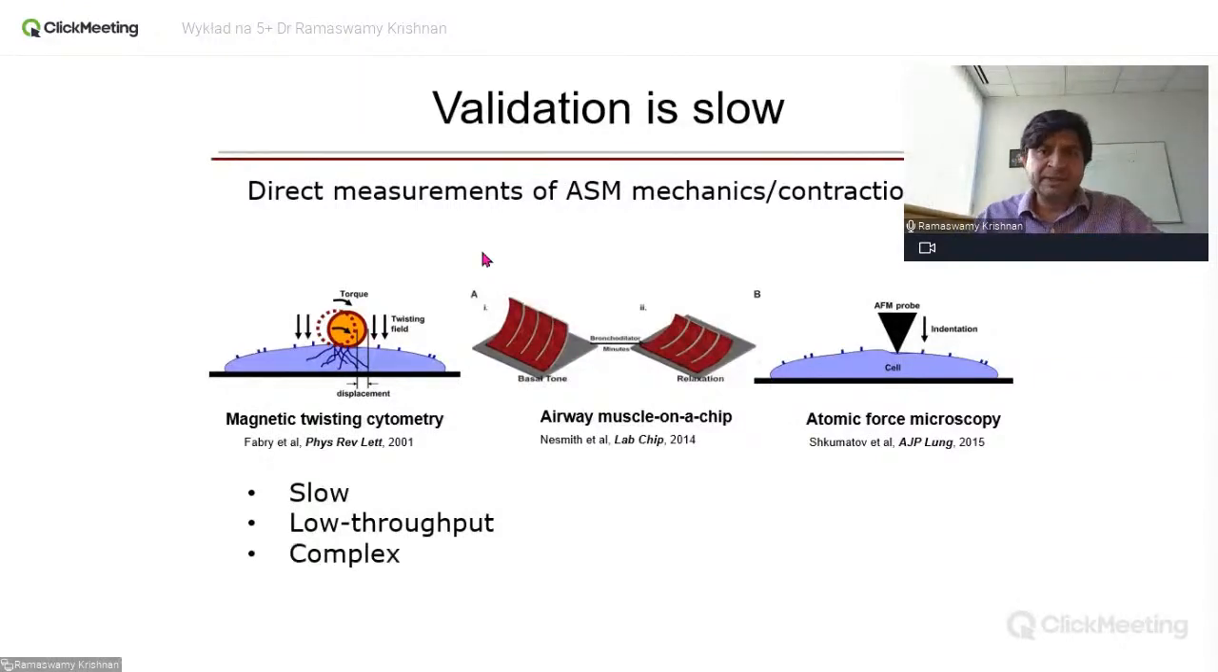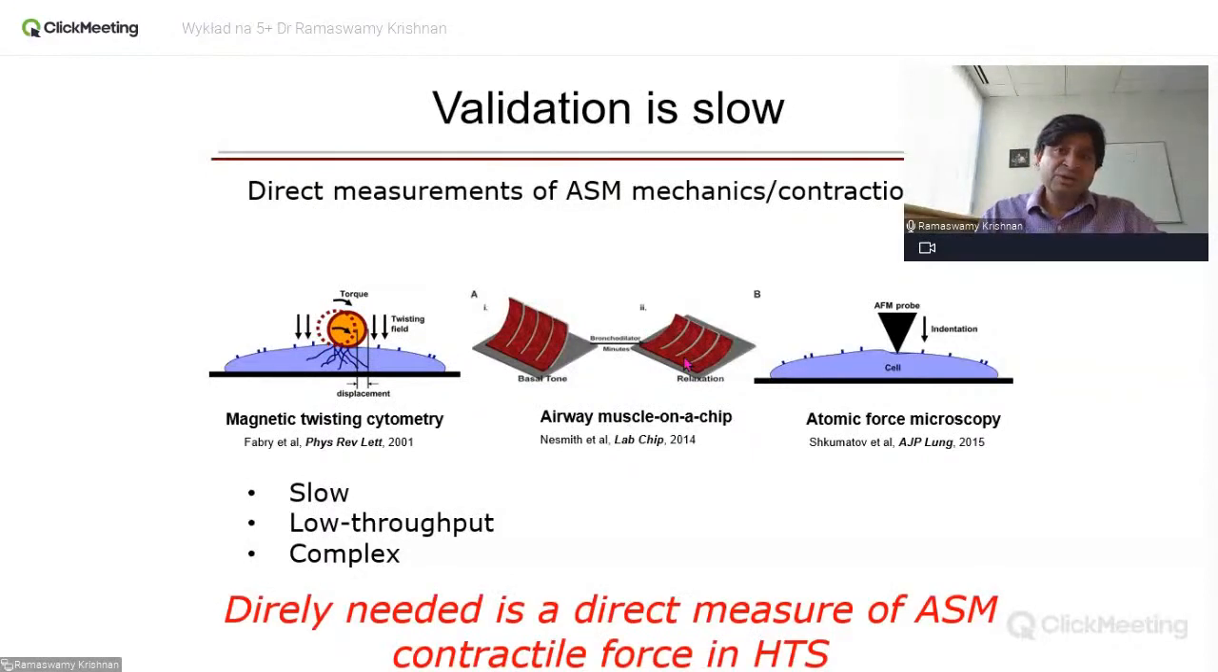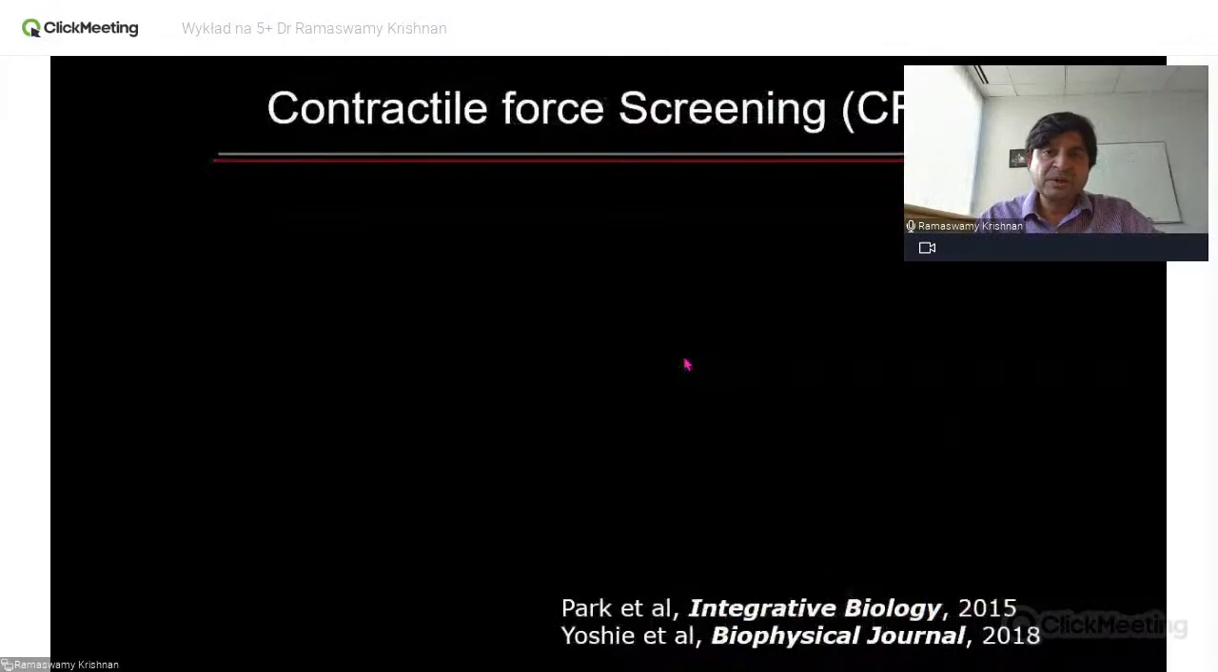And these are also complex. This method, for example, muscle on a chip, you're talking about bending of a beam, and from there you're going to infer a contraction. That math is pretty complicated. It's not simple to understand. So ideally, you want an assay that is fast and that can directly measure contractile force.